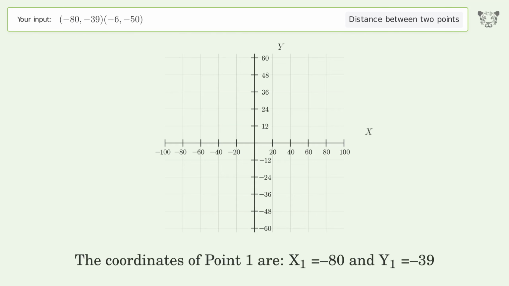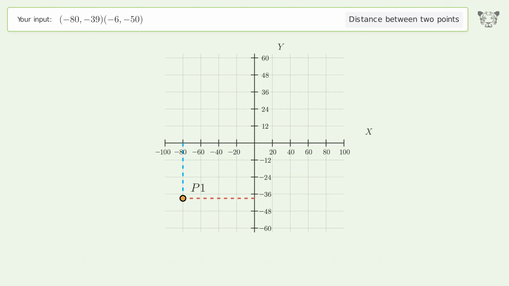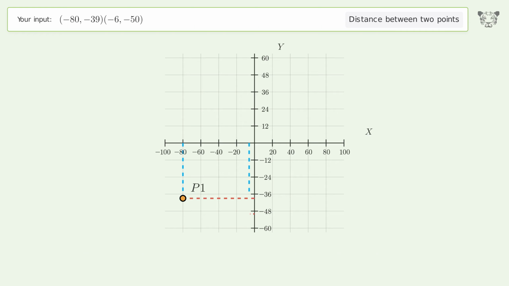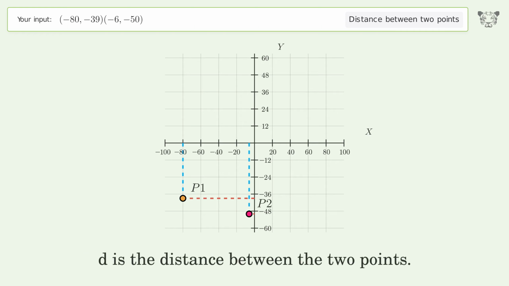The coordinates of point 1 are x1 equals -80 and y1 equals -39. The coordinates of point 2 are x2 equals -6 and y2 equals -50. D is the distance between the 2 points.